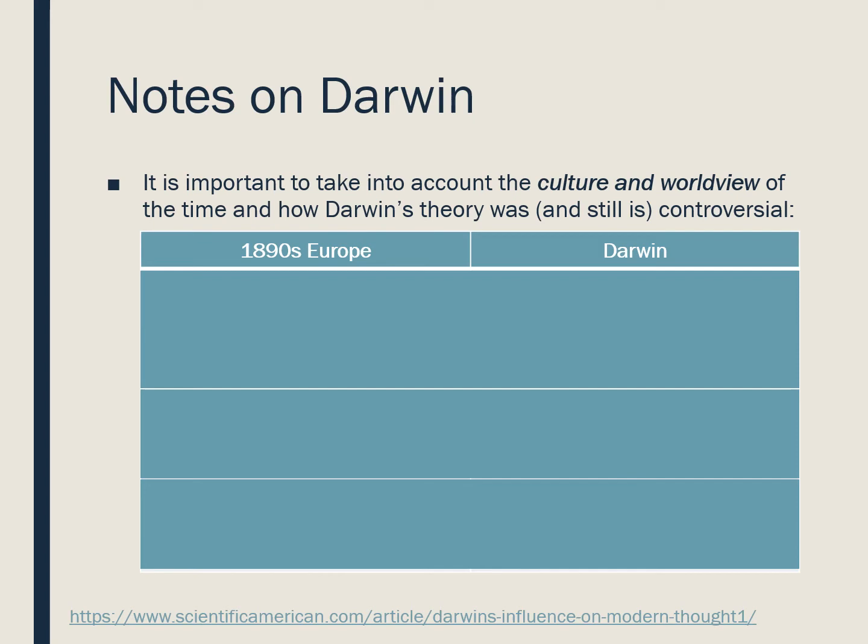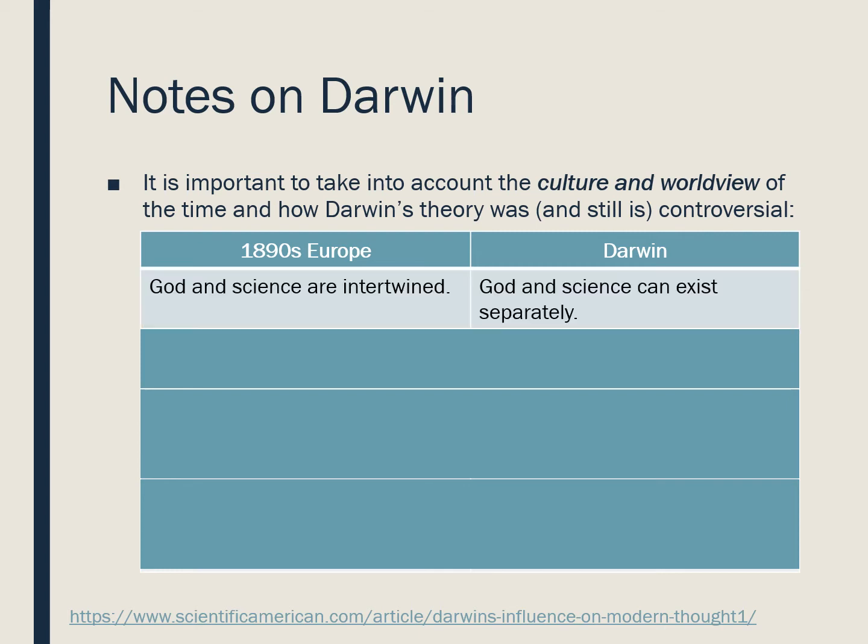It's important to take into account the cultural and worldview of the time and how Darwin's theory was, and still is, controversial. In the 1890s, when Darwin did publish The Origin of Species and was defending it, Europe had this theory that God and science were intertwined. So God made everything, and science kind of needs to stay out of it. Darwin said that God and science can exist separately. Darwin did believe that there was a higher deity, but he also believed in science.